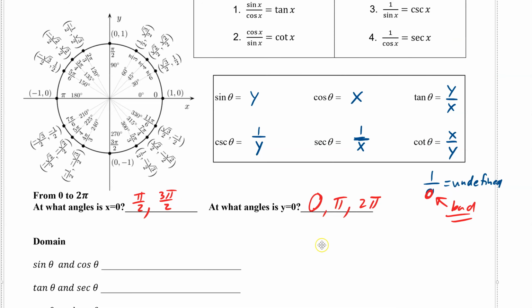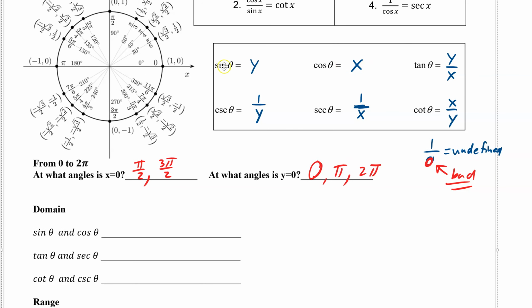So our domain, sine and cosine, there are no denominators. So its domain would be from negative infinity to positive infinity. All real numbers can be plugged into it.